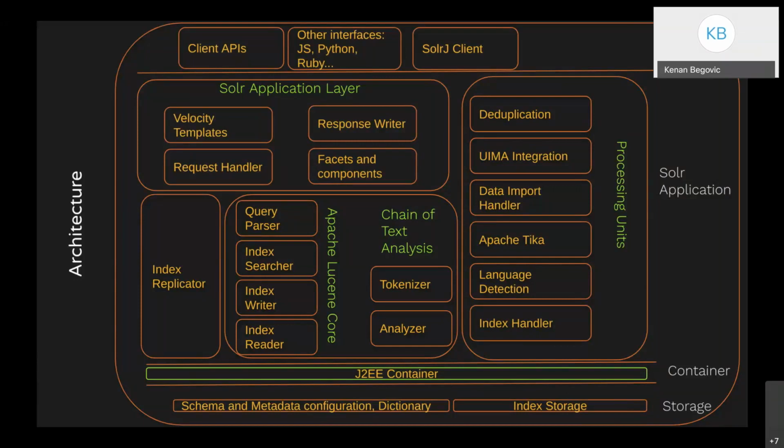When it comes to the Solr application, we have several distinct components that perform different operations. We will talk about them in detail in the next slides. One that is interesting, and is not independently covered in the next slides, is the Index Replicator. The Index Replicator is responsible for distributing indexes across multiple slaves. Now, slaves is a term from the old Apache Solr architecture, where the distribution was achieved through the so-called master-slave mode.